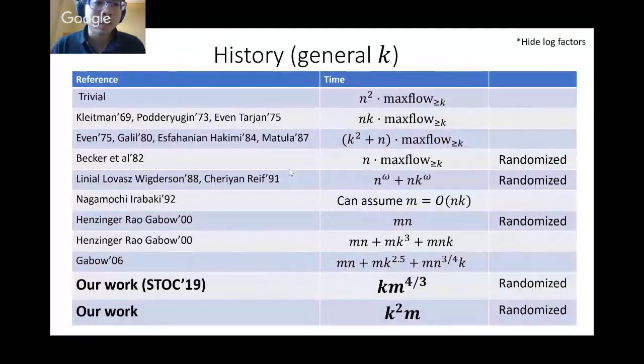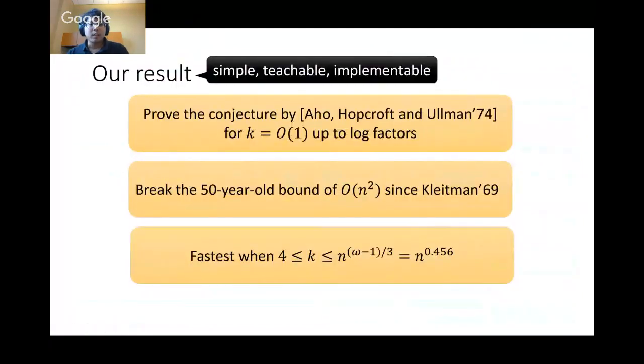So to conclude, we just showed the algorithm that runs in k square m time. It is randomized, and you can see that it is quite simple. I think it is teachable. Maybe it is implementable, and although it is quite simple, it proved the conjecture a long time ago, and it breaks this n square bound from 50 years ago. And it is fastest when k is not too large.